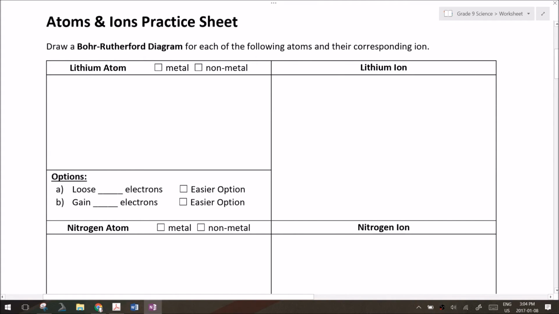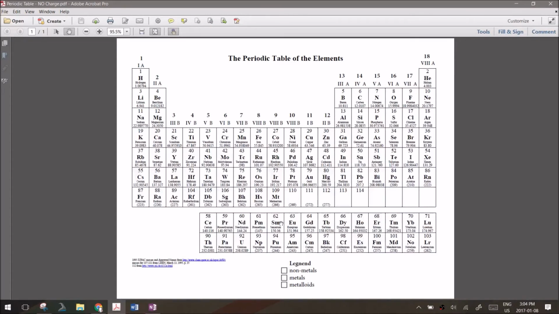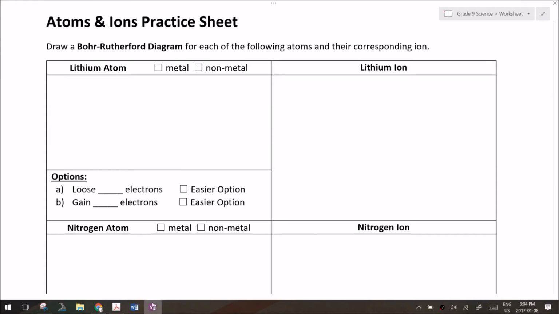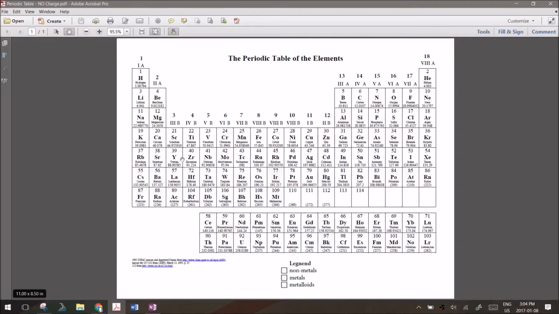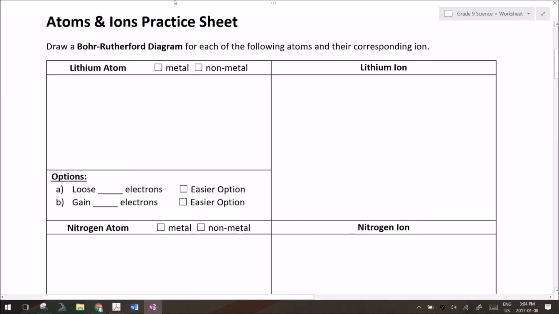So first thing we need to do is have our periodic table ready so that we can refer back to that, and we have to have our worksheet. So if we look at lithium, we want to draw a lithium atom. First thing we need to do is figure out, is lithium a metal or a non-metal? Well, where's lithium on the periodic table? It's over here. And what we know is that this side over here is where all the metals are. So lithium is a metal.